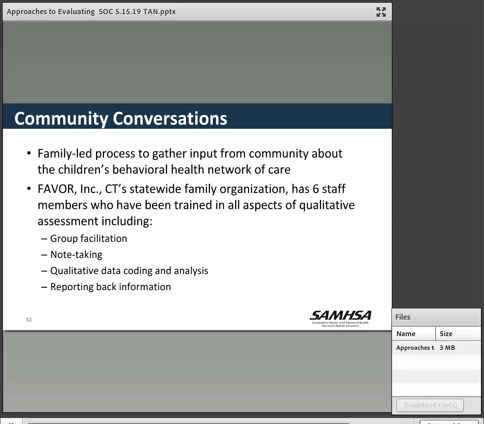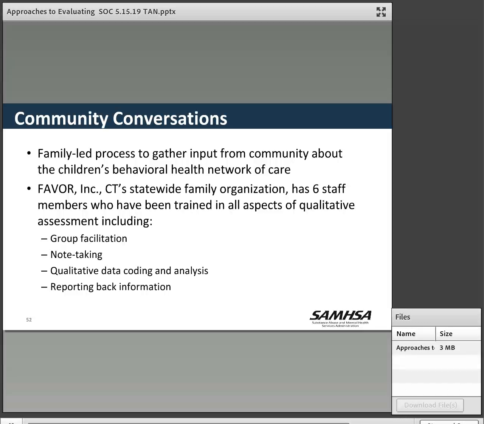Thanks, Tim. So this afternoon, we're going to provide for you 4 examples of ways that we're using evaluation and data in Connecticut. And the first 3 are family-driven processes. The first example is our community conversations. These started during our planning grant. As Tim mentioned, we had the planning grant right when the Sandy Hook crisis happened, and at that point our governor and the legislature passed a public act calling for the development of a revised children's behavioral health plan for our state.